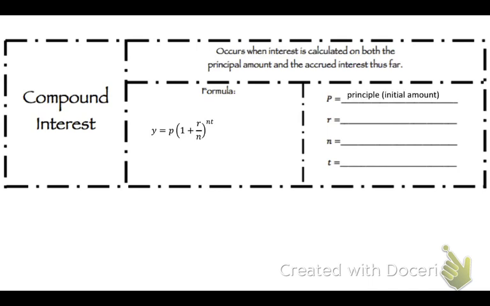P is the same thing as A. It's your principal, but that's really just the initial amount. Okay? R is the annual interest percentage. N is the number of times compounded, and t is time. So r is like your rate, whatever it is. Okay? So it's the same as it was before.